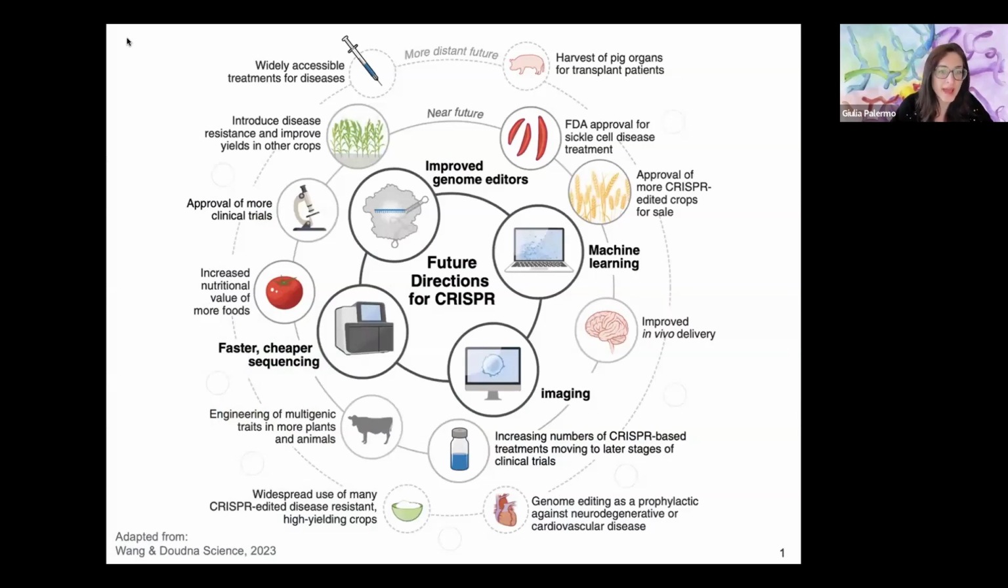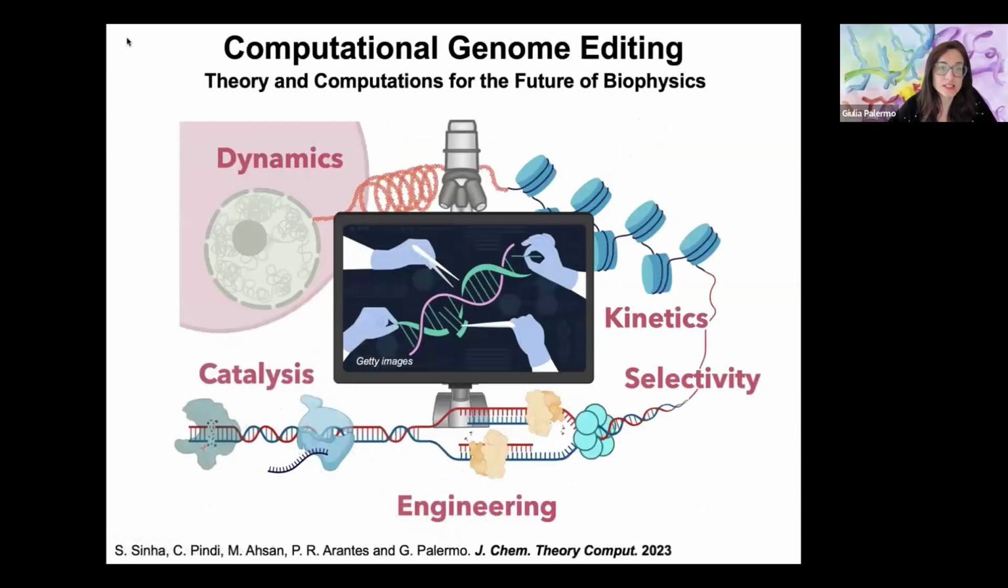What we can do, we can impact agriculture with drought-resistant crops, impact biomedicine, impact material science. Of course, as you see from this perspective, at the core of this, there is design and engineering of improved gene editing systems in which computations can have a very big role. And this is why we call this field computational genome editing.